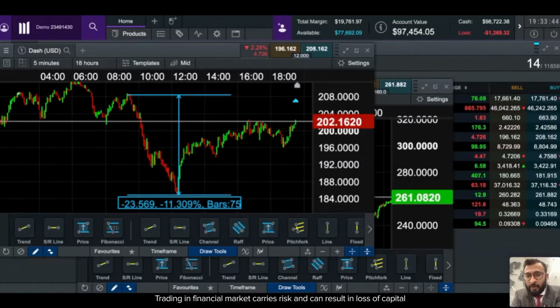Perfect. I think we agree that if you bought the Dash cryptocurrency yesterday, and I'm telling you it went down by 11%, that means the loss you faced in your Dash position is 11%, right?